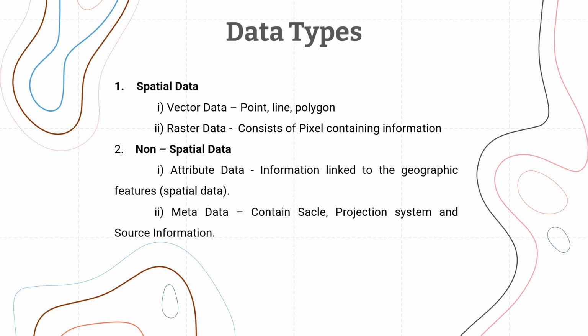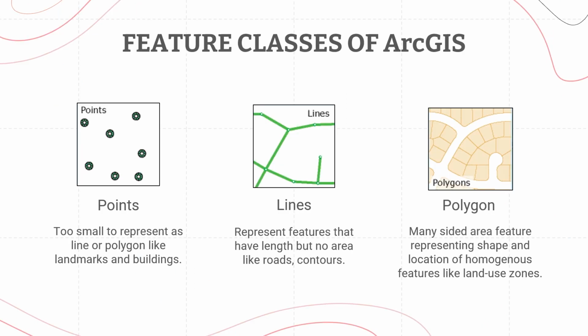Now let's talk about data types in GIS. There are basically two types, spatial data and non-spatial data. Vector data like point, line, polygons and raster data constitute spatial data, whereas attribute data, which are information linked to spatial data, and metadata that contain scale and projection constitute the non-spatial data. There are three types of features in GIS. They are points, lines and polygons. You can pause the video here and look at the details.